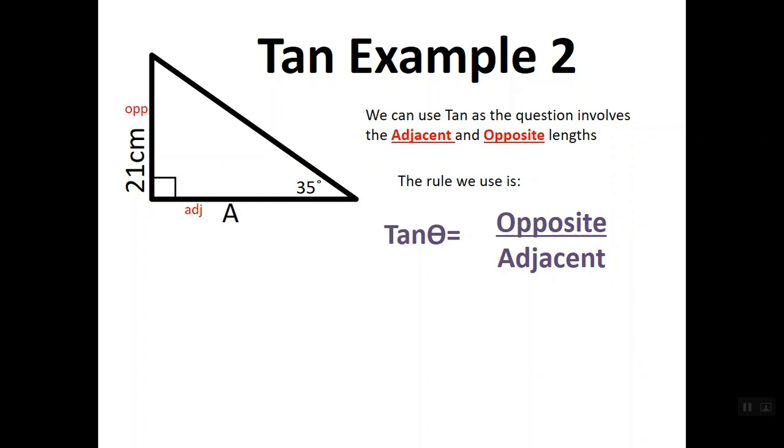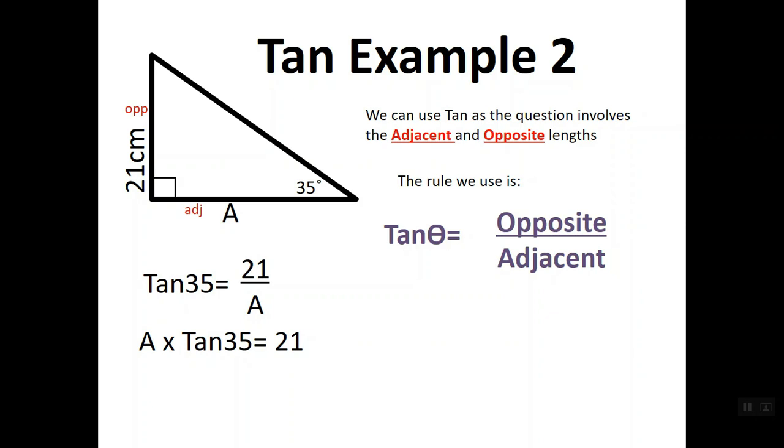Our next step now, guys, is really to substitute all that we know. So we have tan 35 degrees. Again, that 35 degrees represents our angle, and that's equal now to our opposite, which is 21 centimeter, over adjacent, which we don't know. Our next step now, guys, is really to multiply both sides of the equation by a, so that we can get rid of that a from the denominator. When we do that, we should get a times tan 35 degrees is equal to 21.